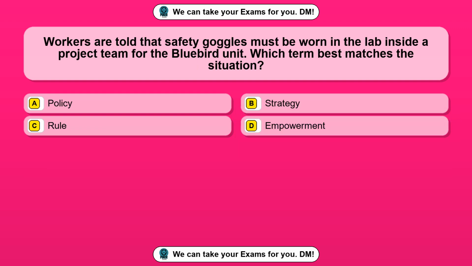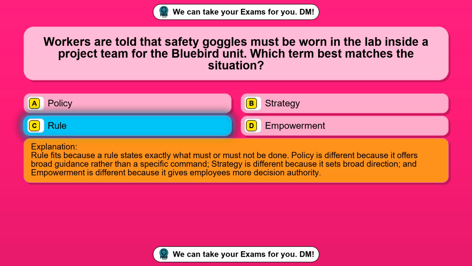Question 2. Workers are told that safety goggles must be worn in the lab inside a project team for the Bluebird unit. Which term best matches the situation? Option A. Policy. Option B. Strategy. Option C. Rule. Option D. Empowerment. The correct answer is option C.